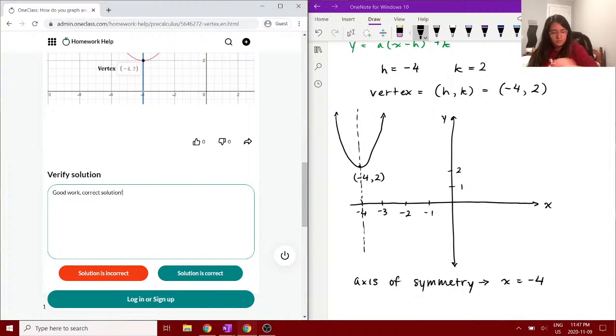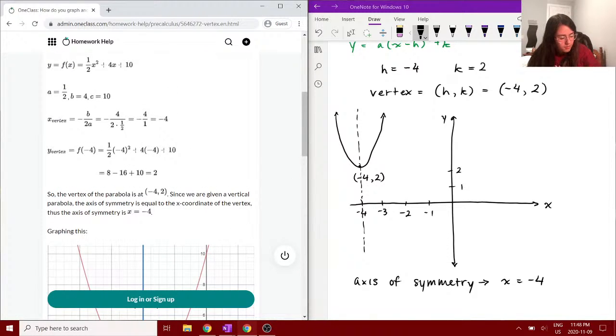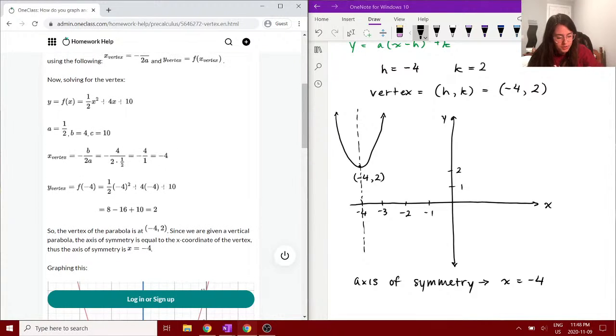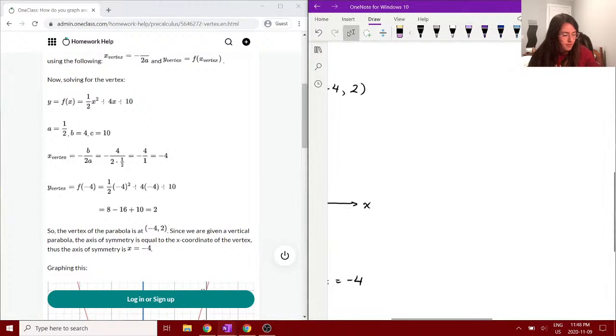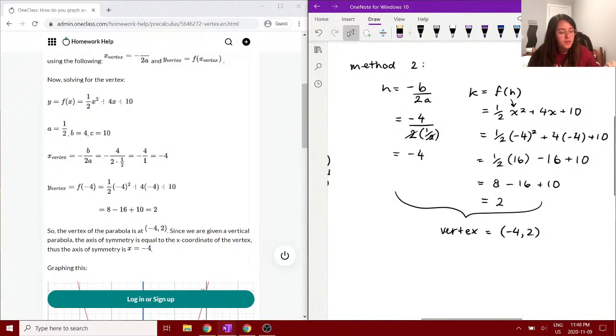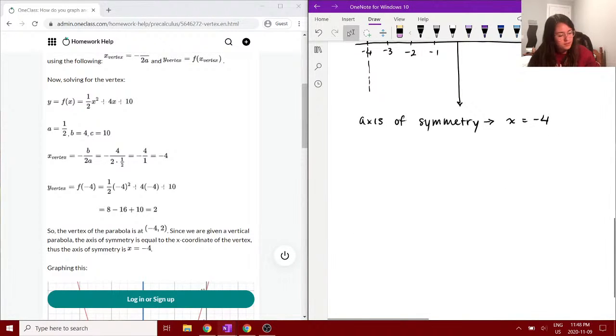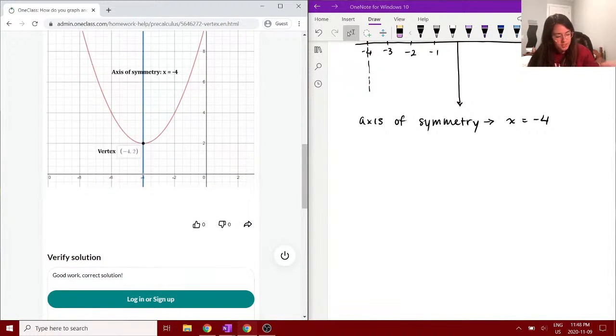Solution. Because as we saw here, they also get -4, 2 using the second method that we used. So using the equation for h and k. All right, we can move on to the next question.